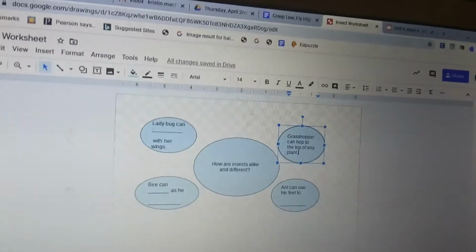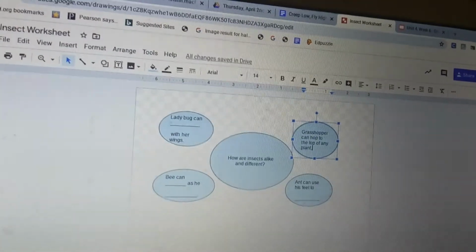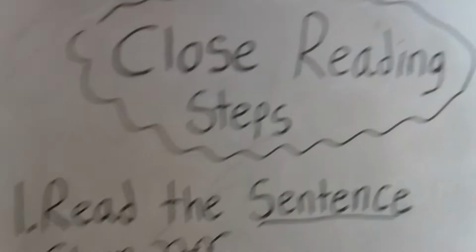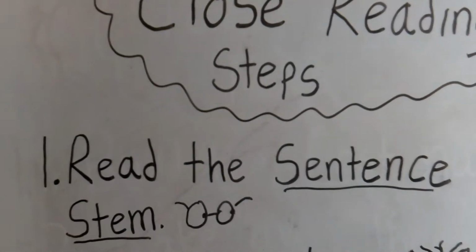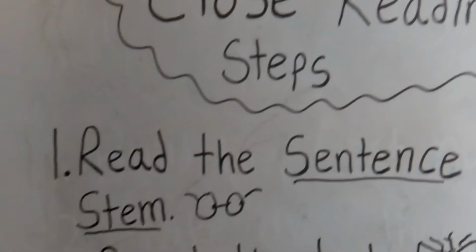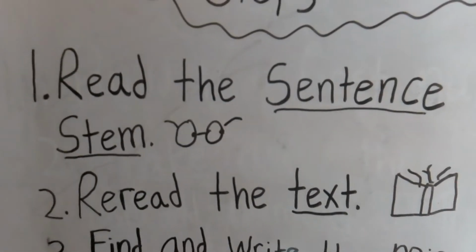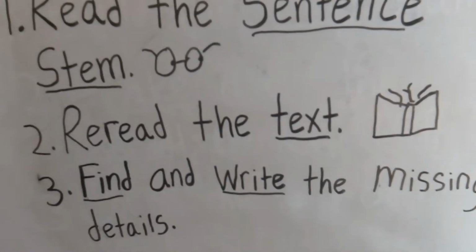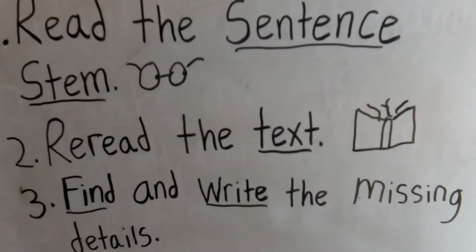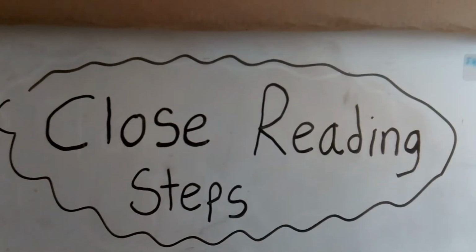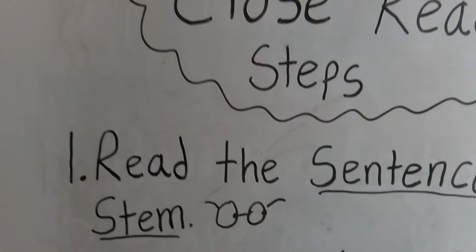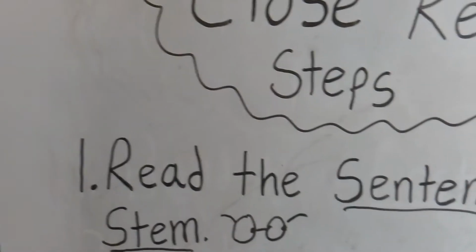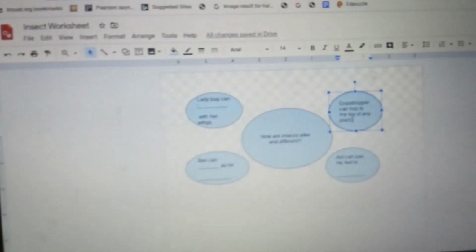All right, you guys did a wonderful job watching me complete our 3 steps, which were the following. Read the sentence stem. That's going to give us clues to what we're looking for. Step 2, reread the text to refresh our memories. And step 3, find and write, or type in this case, the missing details. Now we're going to try to do these 3 steps together. So the first thing we need to do is read the sentence stem. So I'm going to go back to my computer and we're going to take a look at ant.